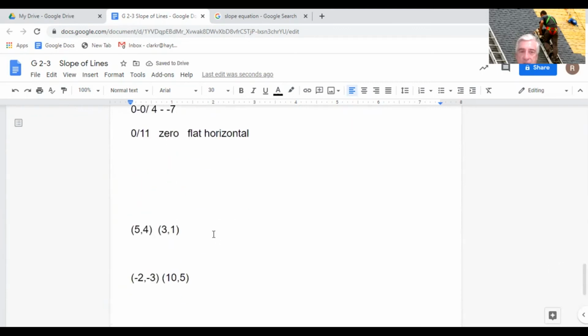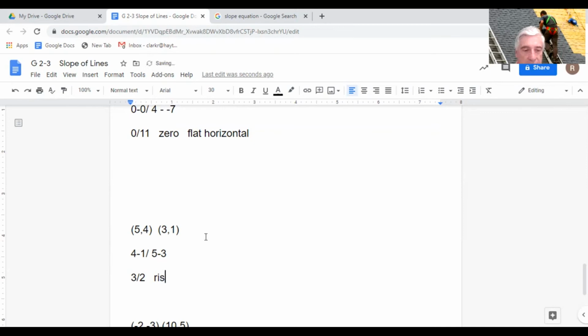Now let's try an example where we won't get 0 on either the top or the bottom. 4 minus 1, we subtract the y's on top. And on the bottom, we subtract the x's. 5 minus 3. And that gets us 3 divided by 2. That slope is 3/2.